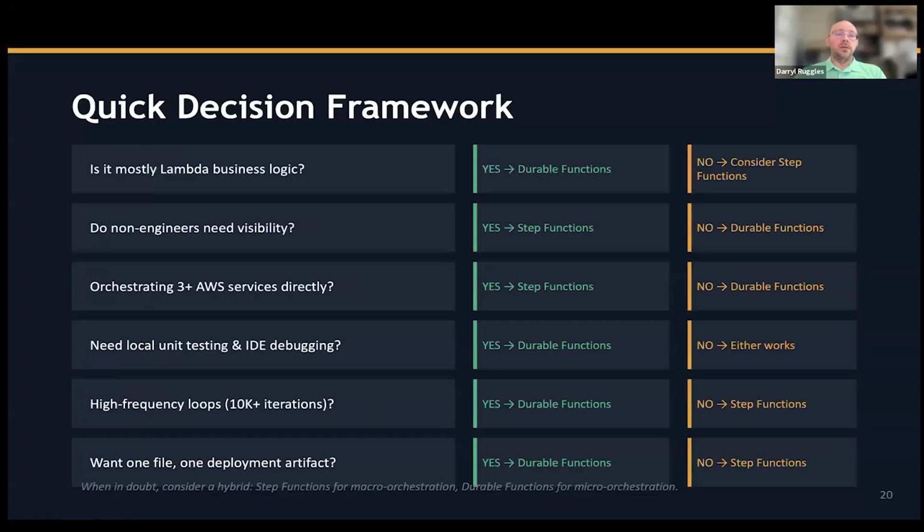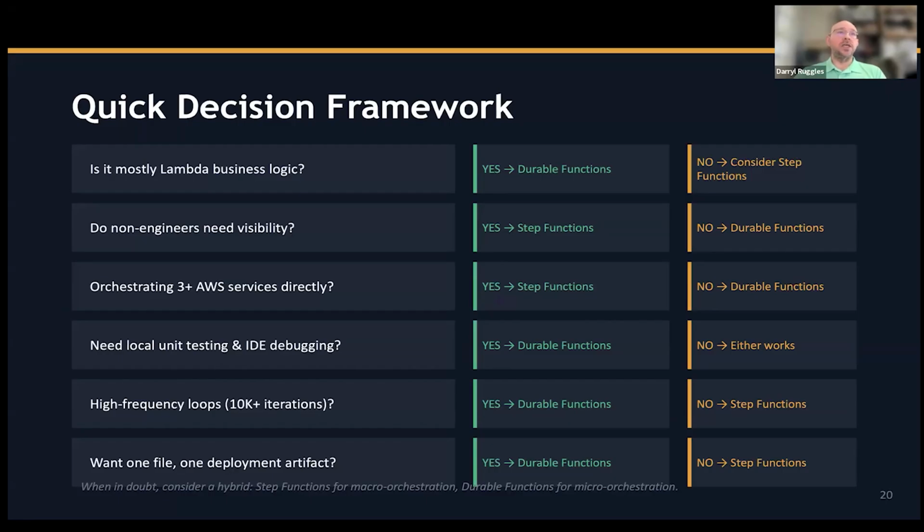So here's a key decision slide on when to choose what, and things to look out for. If your workflow is mostly Lambda business logic, I think you want to start out with durable functions and see if that makes sense for you. If you have a lot of non-engineers that need visibility, they're not going to be very interested in looking through your Lambda code. So in those cases where that is really important, I think consider Step Functions first, because the observability is much better. If you're orchestrating multiple AWS services, as I said earlier, there are so many integrations in Step Functions between all the different services, so Step Functions would probably be where you'd want to look first.